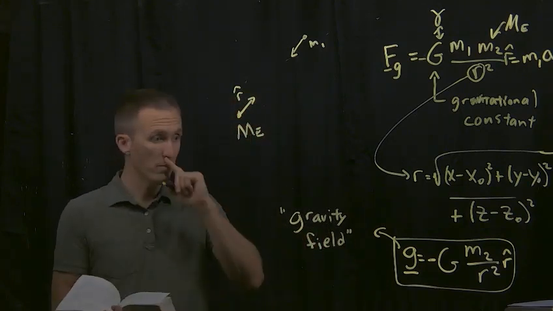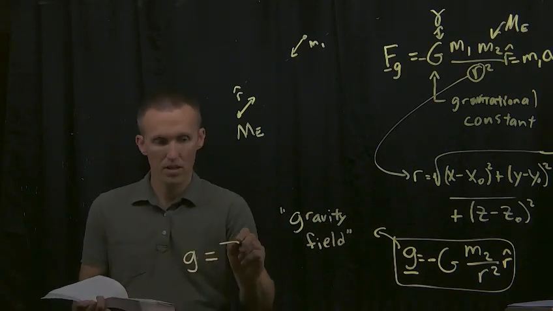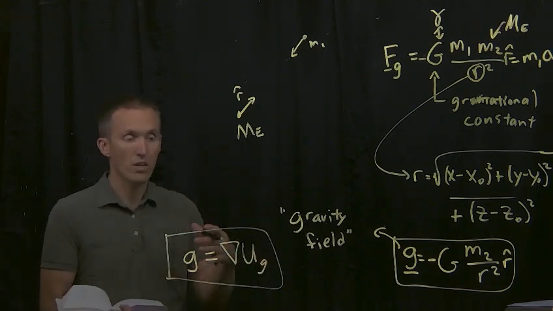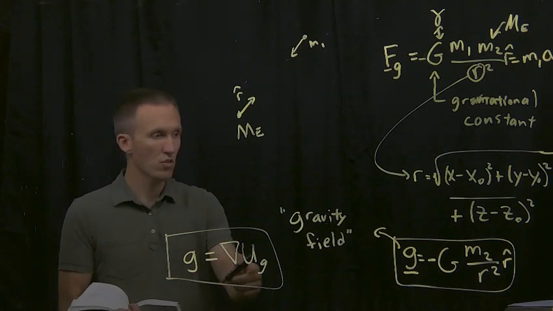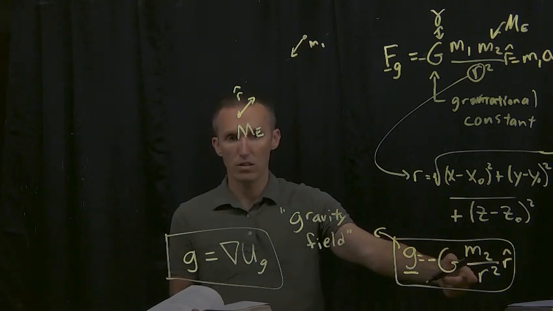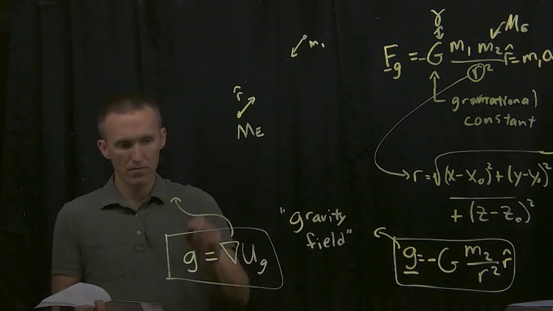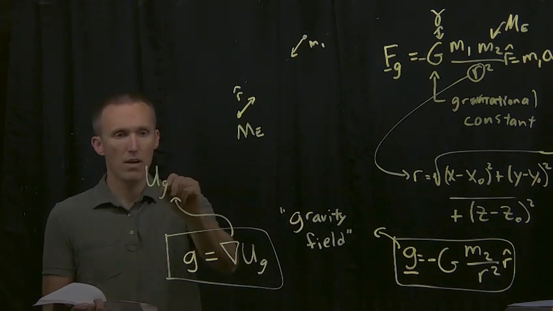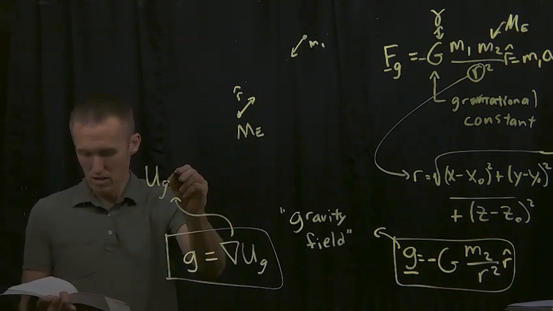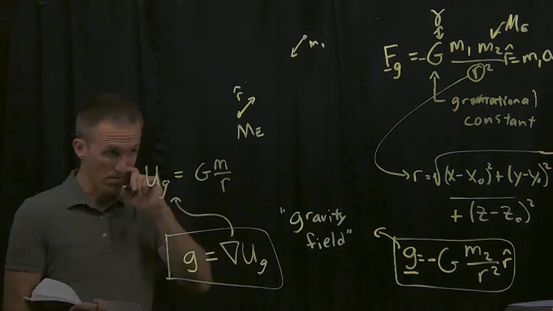Why do we call it that? Well, because it has the property that the gravity field is the gradient of the gravity potential. This is an important result. The gravity field is the gradient of the gravity potential. You can see here, this looks like a gradient of mass 2 over r. So we can just directly write down the potential, U, the gravity potential, meaning the potential due to a gravity force. That's going to simply equal G times M divided by R.